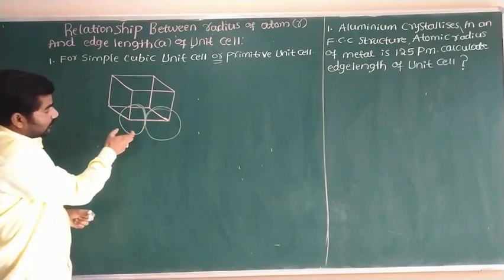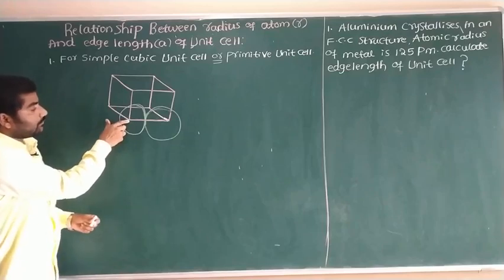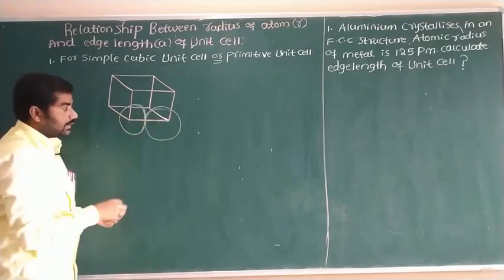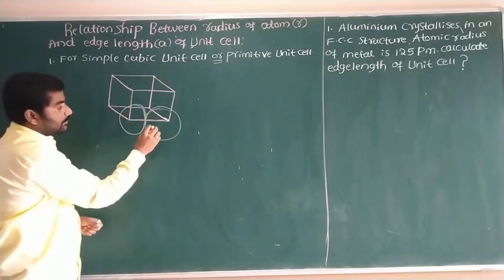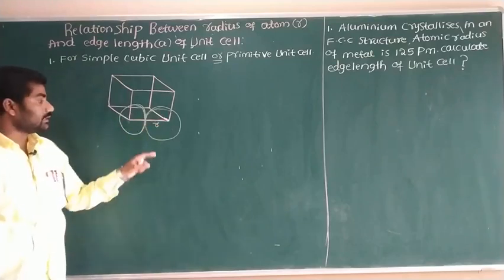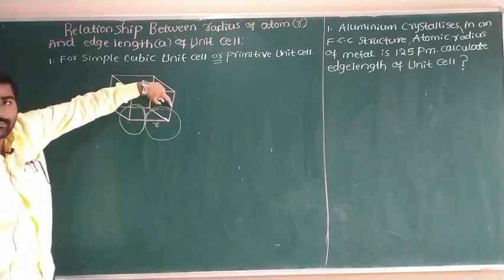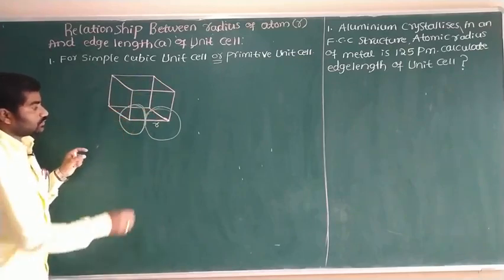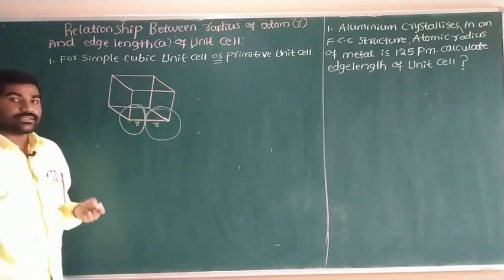So we have to represent the constituent particles. This is the first constituent particle with respect to this corner, and this is one more constituent particle with respect to this corner. The distance from the center of the nucleus to the outermost shell is called the radius, and it is denoted as r. So this is the radius of atom 1, and here also the distance from the center of the nucleus to the outermost shell is called the radius, represented as r.